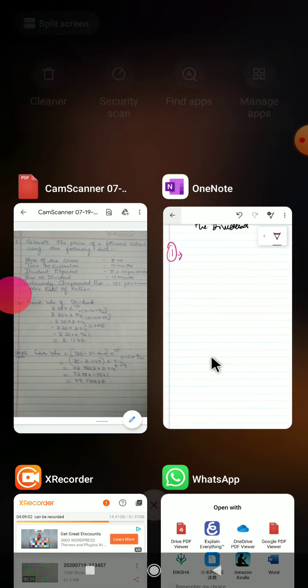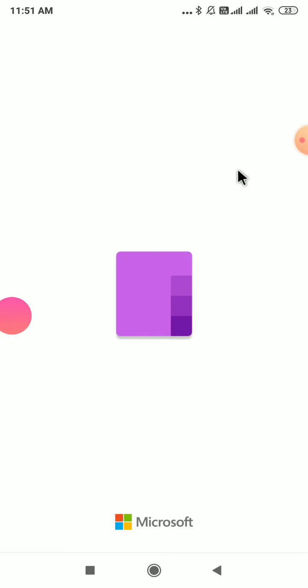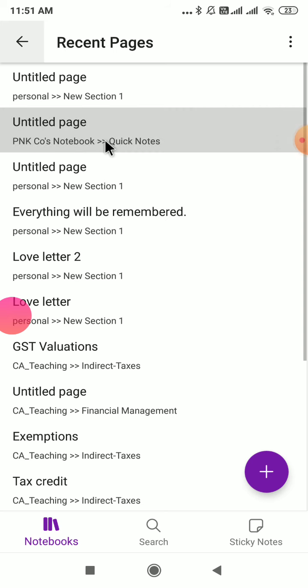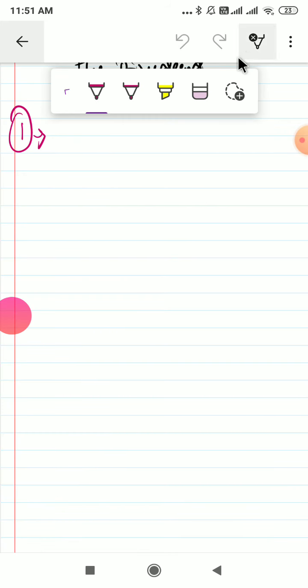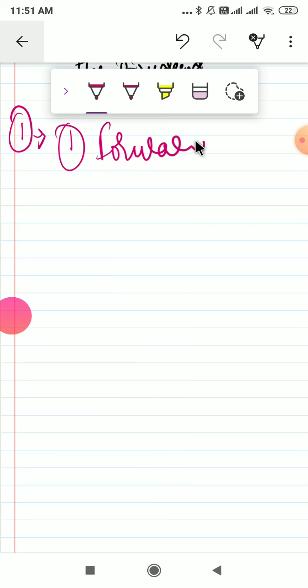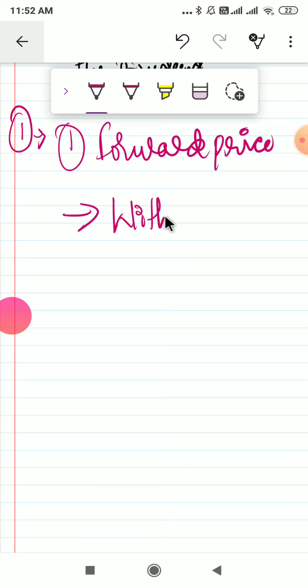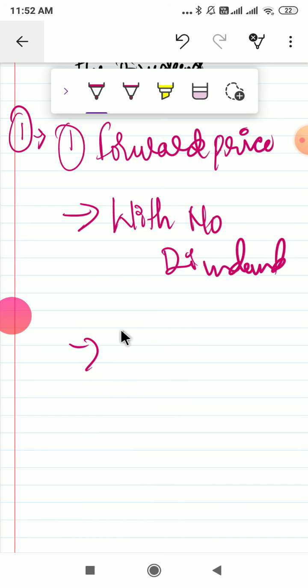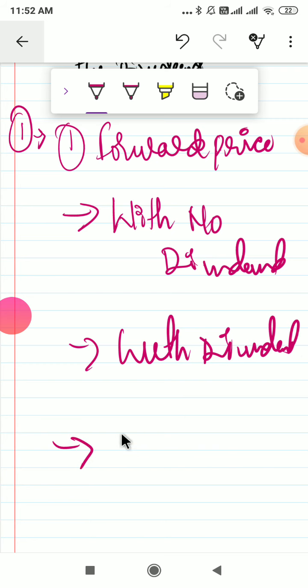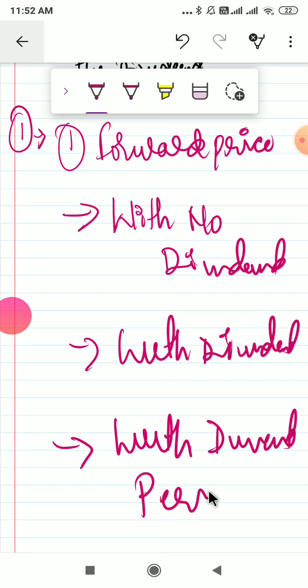Now as I very clearly told you, you have to calculate a number of things. That is forward price. Step 1, with no dividend, then with the dividend, then 3, with dividend percentage. So we calculated all the three methods.